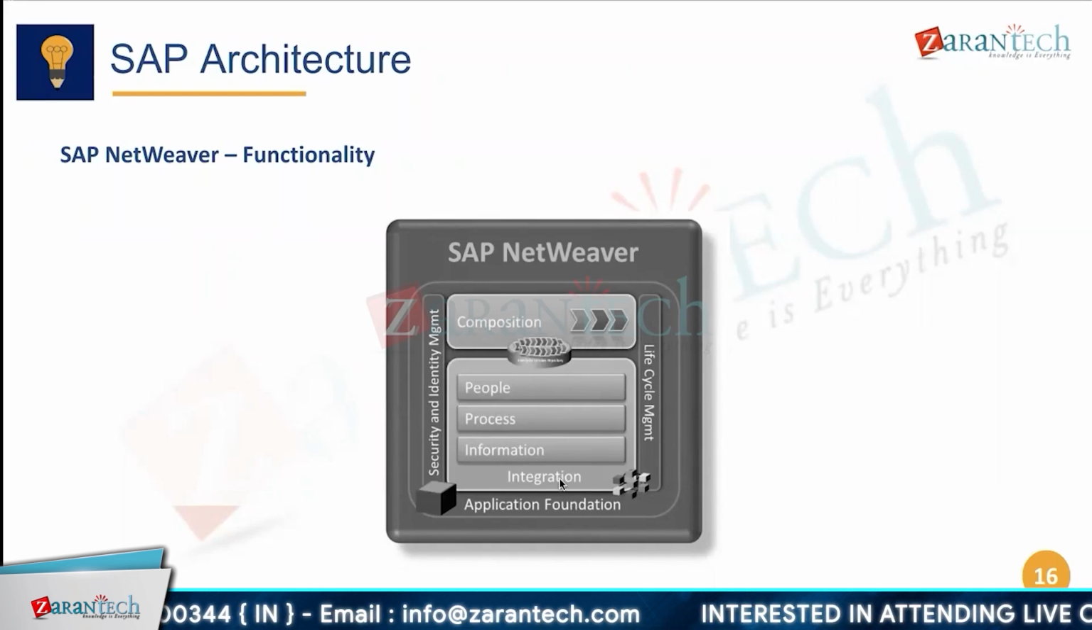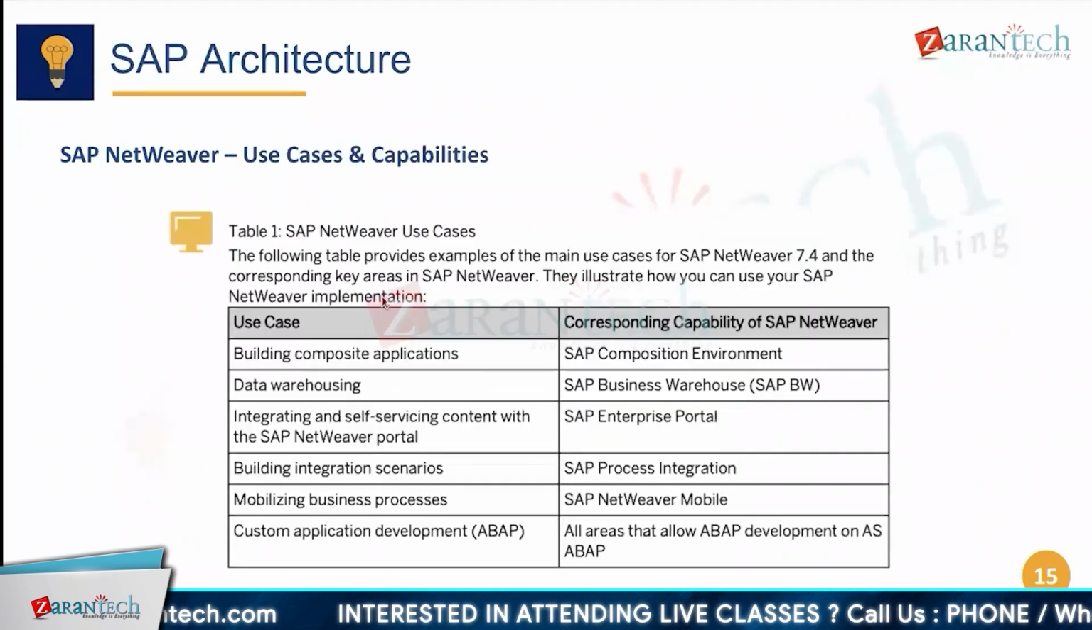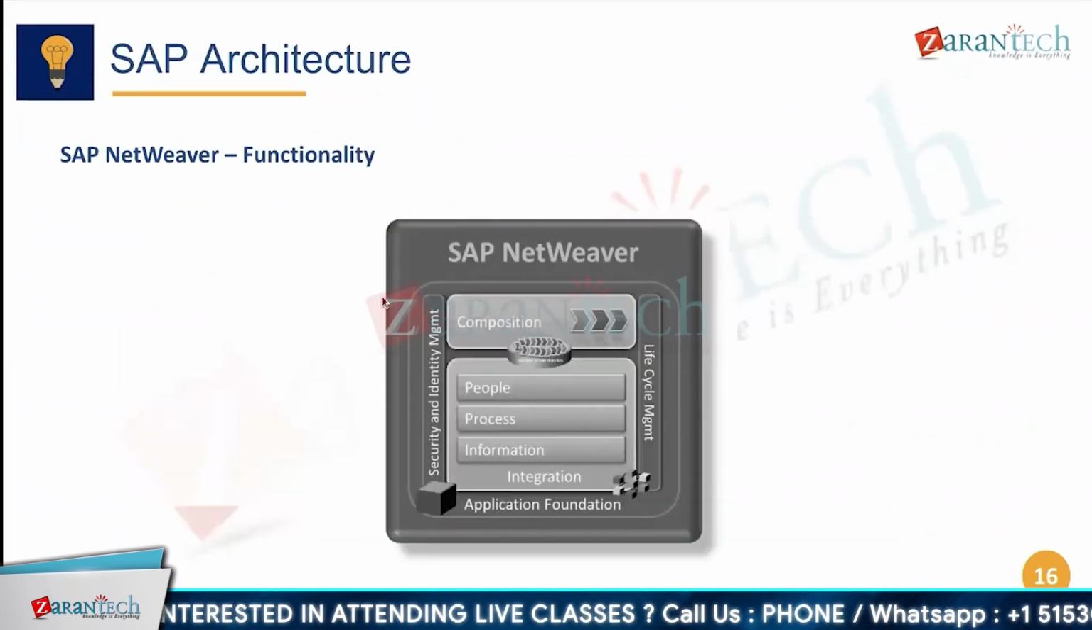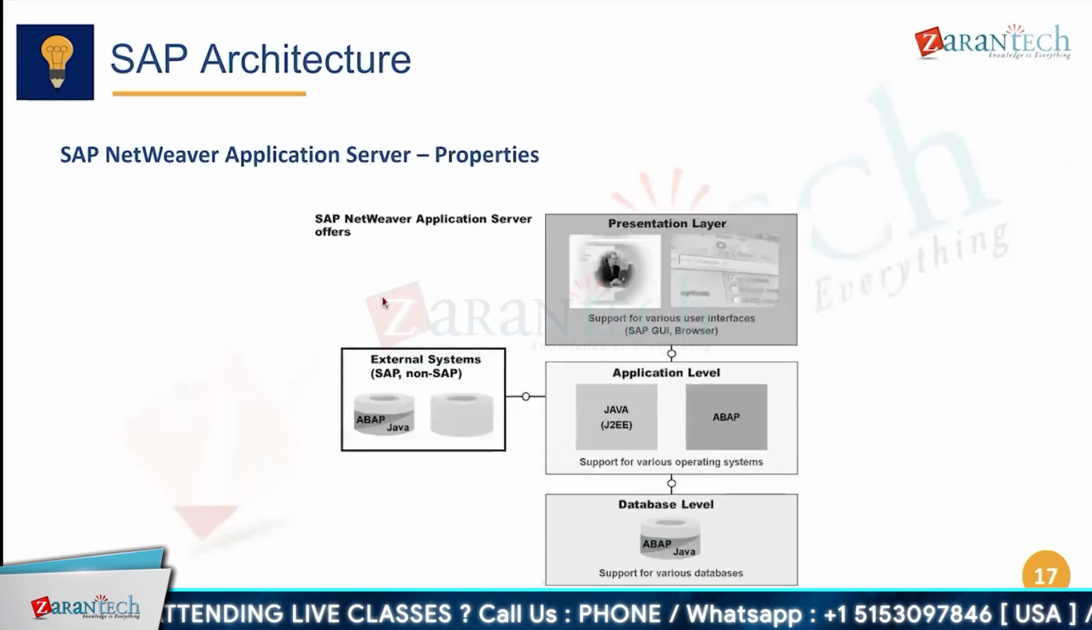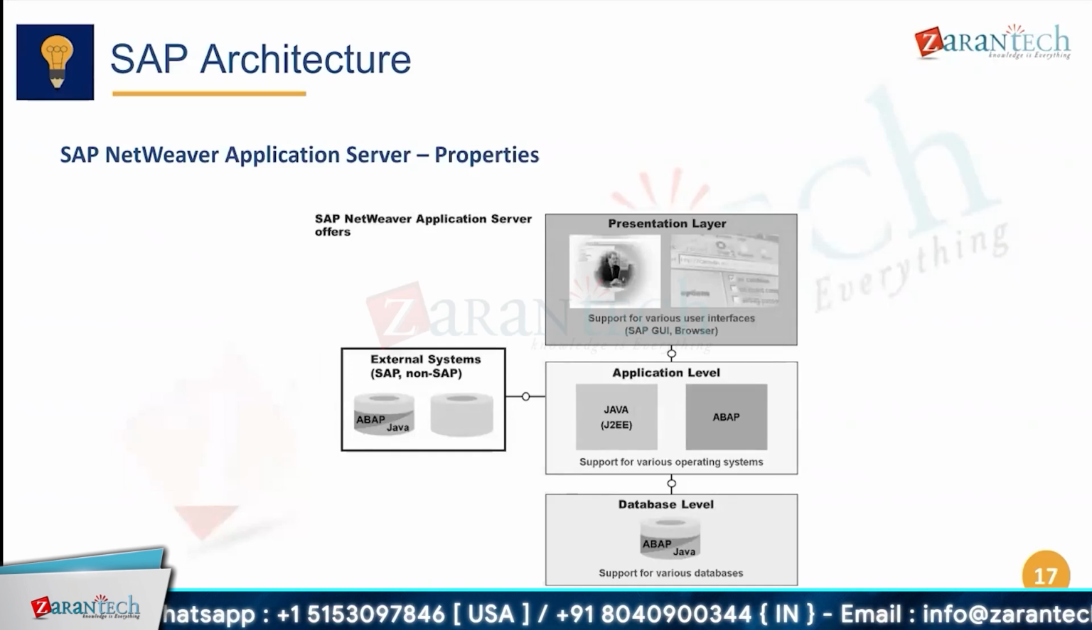So that part is covered in this one. And then integration, processes, people, so composition, as I explained, these key pieces. So these are all in a pictorial way I've put. Okay. Good. Now you understood the NetWeaver. Now the most important part.